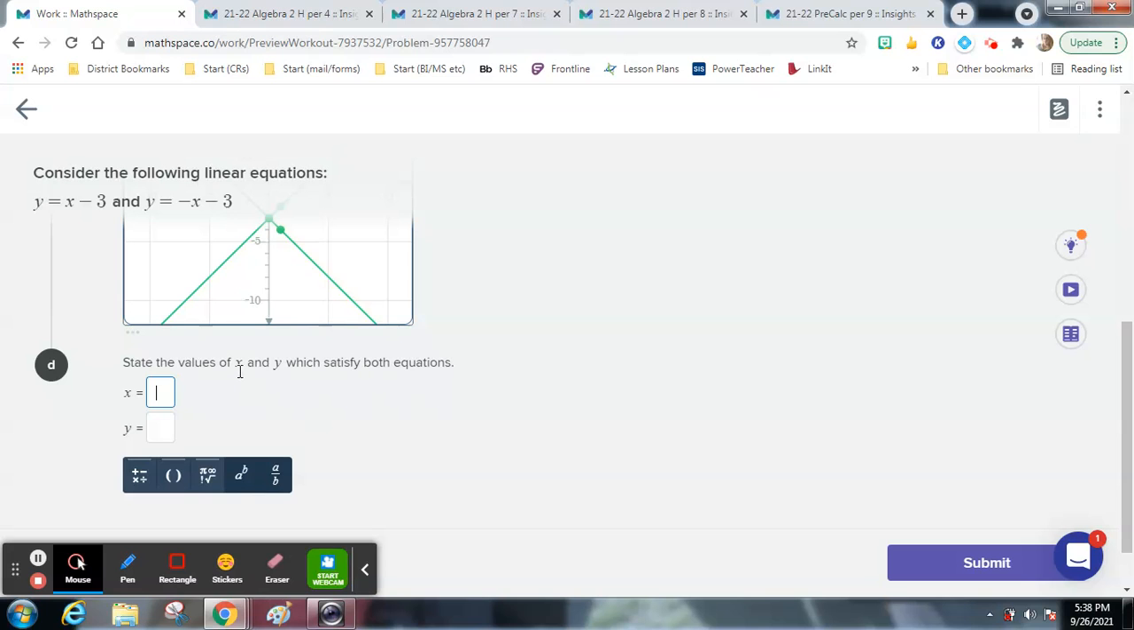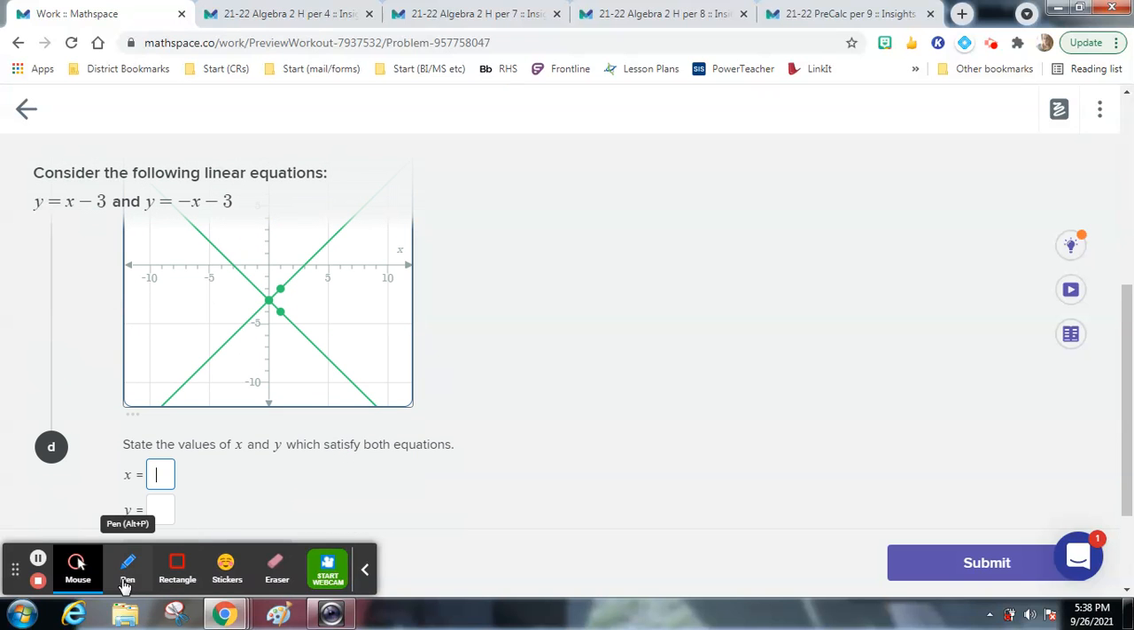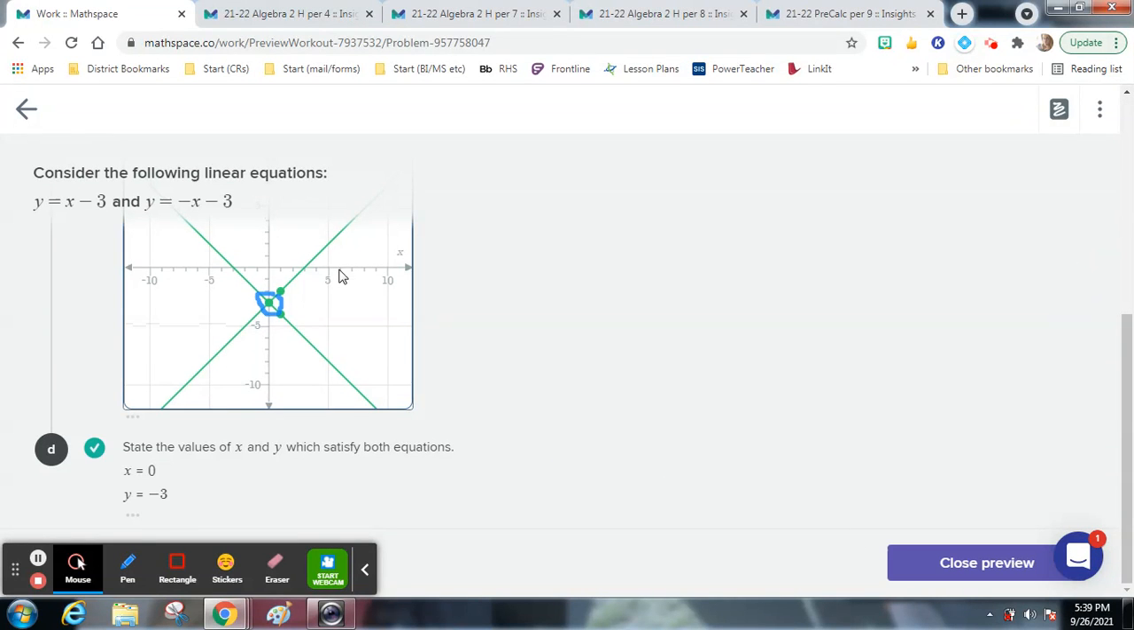And then it says state the values of x and y, which satisfies both equations. All that means is where do they intersect? So that point, that's a horrible circle, sorry. Where do they intersect at? So it's this point here that they share. So it is the point 0, -3. I know we didn't talk about that. That's systems. We'll get to that. But if it satisfies both equations, that means they share the point.